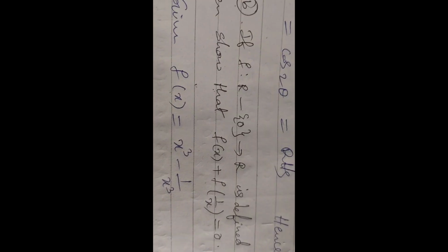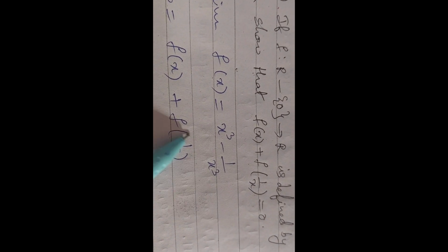Next question: if f mapping R minus 0, meaning real numbers other than 0, to R is defined by f of x is equal to x cube minus 1 by x cube, then show that f of x plus f of 1 by x value is 0. So here given f of x is equal to x cube minus 1 by x cube.